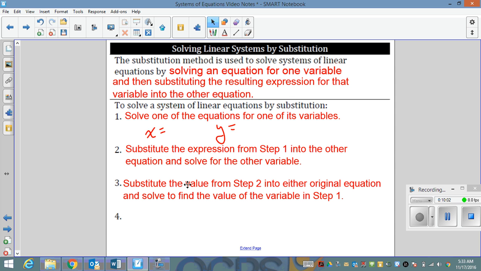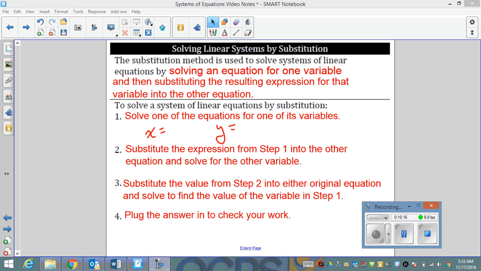Once you have that answer, you're going to plug it back in, usually to the one where the variable was isolated, solve for your second variable, and then do a quick check to make sure you didn't make any careless errors.